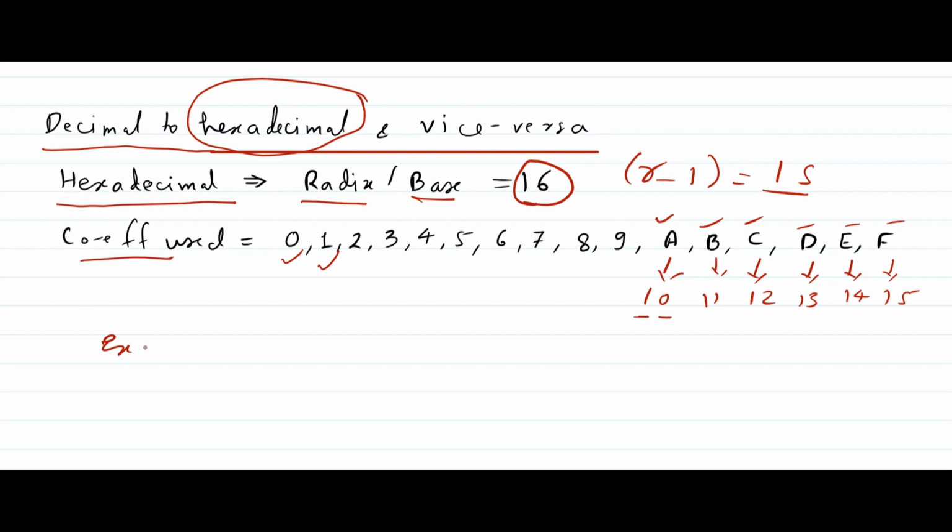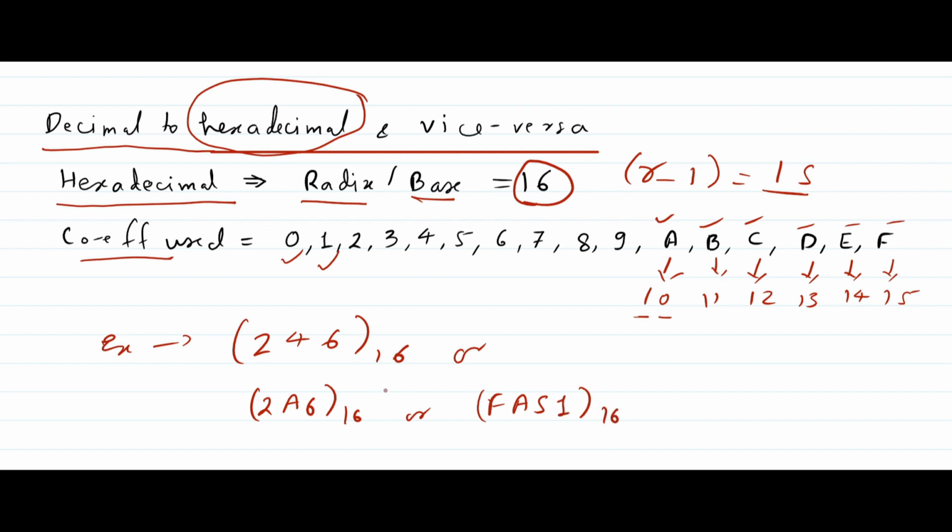An example of a hexadecimal number can be 246 to the base 10, sorry, not 10, to the base 16, or 2a6 to the base 16, or fa51 to the base 16. These are some examples of the hexadecimal number system.